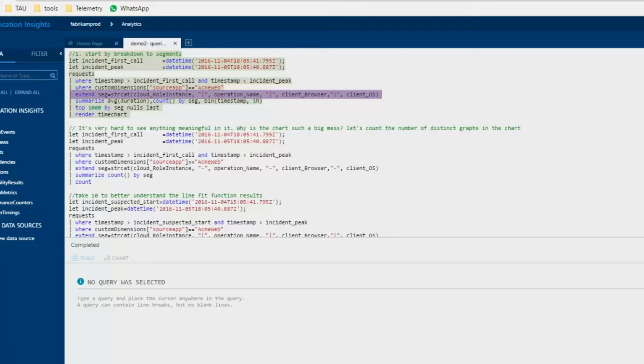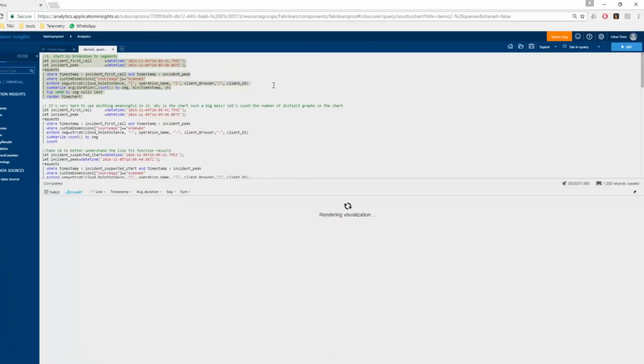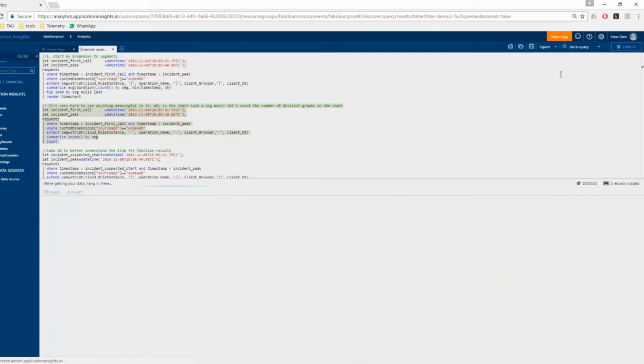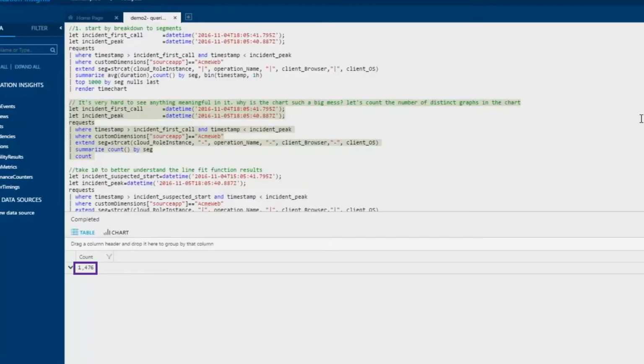The following query will produce a very large number of fragmented graphs. It's very hard to see anything meaningful in it. Why is the chart such a big mess? Let's count the number of distinct graphs in the chart. So, we have over 1,000 potential time series. Clearly, what we need is a way to keep only those visual parts that manifest a trend of performance degradation.